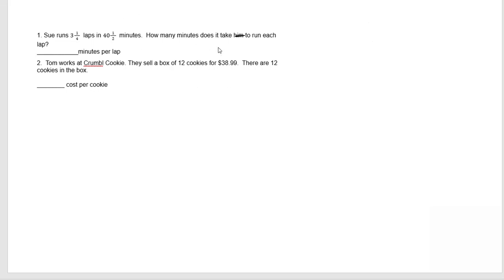Hi, you guys. I wanted to take just a second and go over this unit rate quiz with you so that you can make your test corrections and then do your extra practice, and then I'm going to have you do a retake of this test.